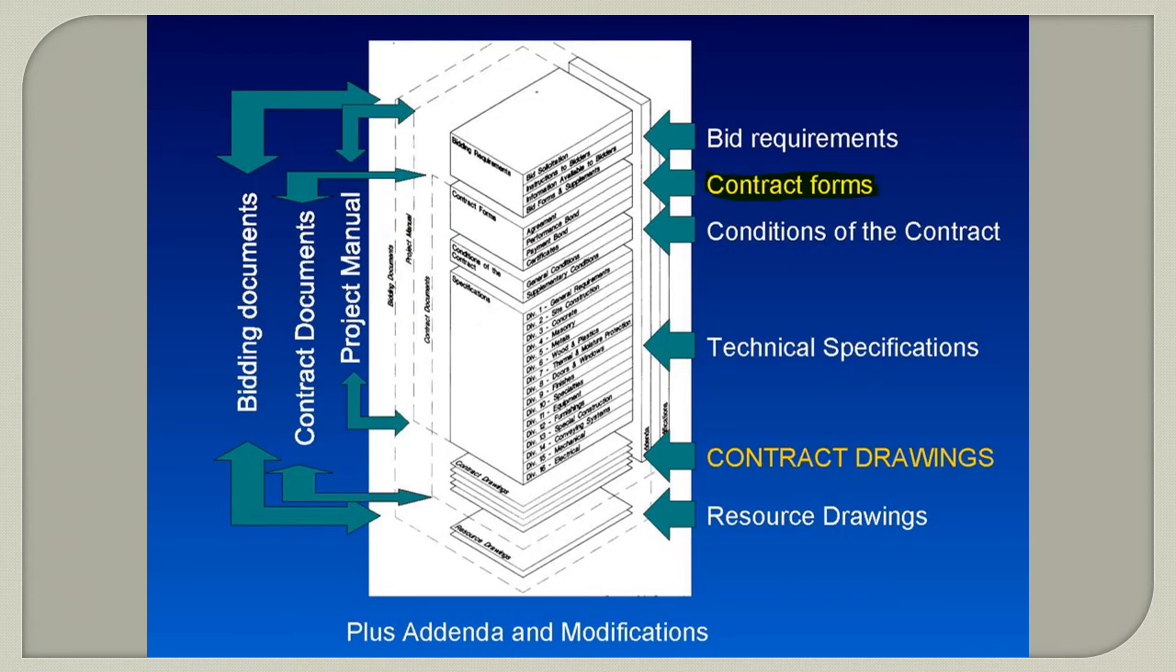So let's go back to our contract documents. Contract forms. Let's take a look at contract forms. The bid bond. The bid bond is basically an insurance policy that tells the owner that should your bid be selected to do the work, you will indeed enter into a contract to do it.